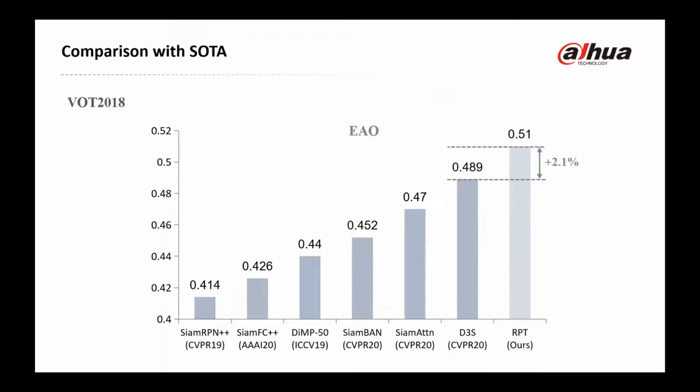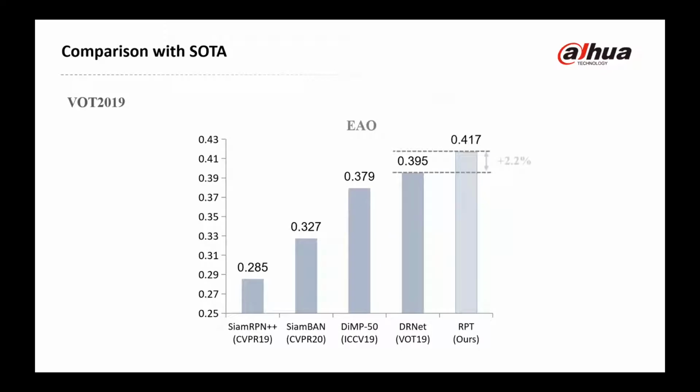The proposed RPT framework is compared with recent and advanced trackers on several benchmark datasets. For VOT2018, our tracker attains the best EAO among all methods, which is 2.1% higher than the previous best result of D3S. For VOT2019, our tracker outperforms ATP, DiMP, and other SOTA methods in EAO by a large margin.